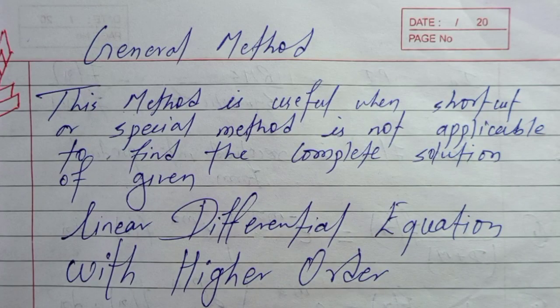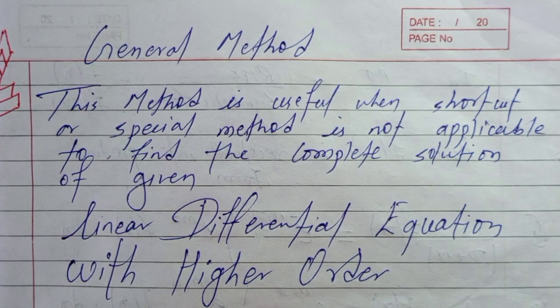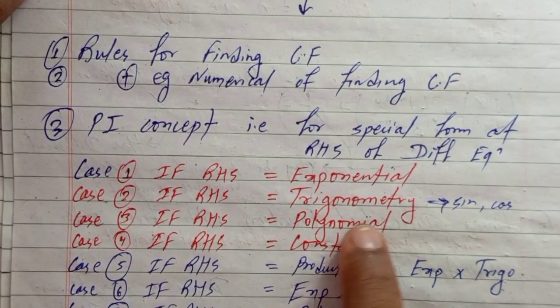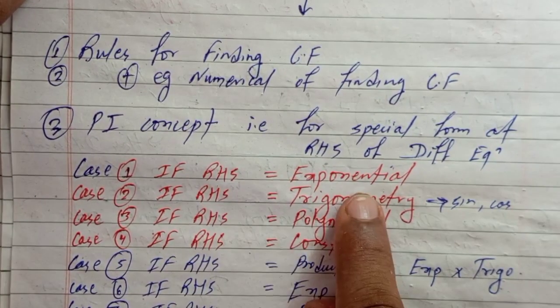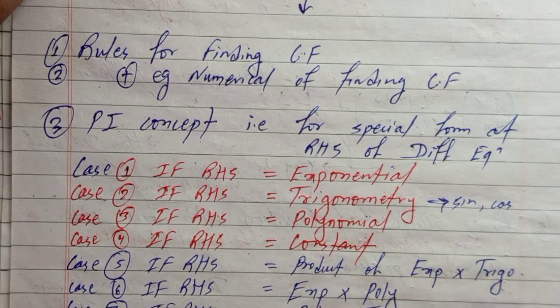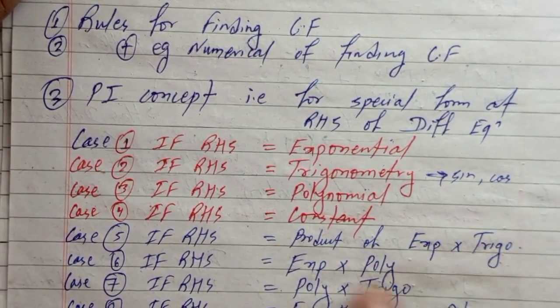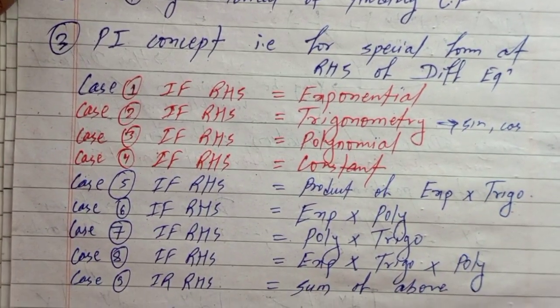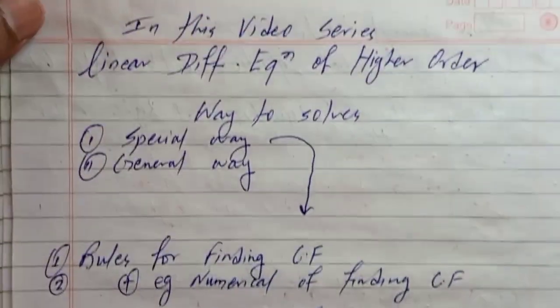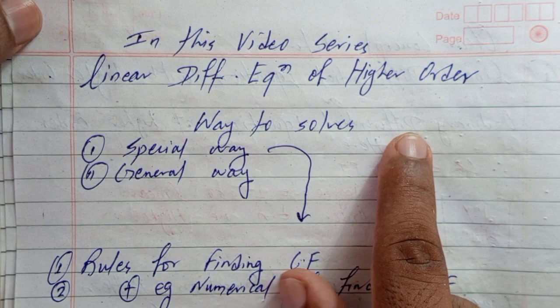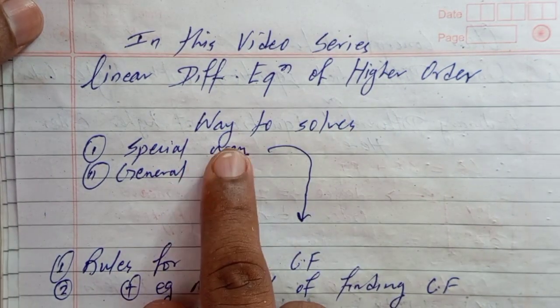Hello guys, today we are going to see our general method. Up to now we were looking at a special method which was based upon our right hand side. That is, when our right hand side was exponential, trigonometric, polynomial, constant, or a product of them, these were our special cases. So, to solve a linear differential equation of higher order, we have got two processes: special way and general way.